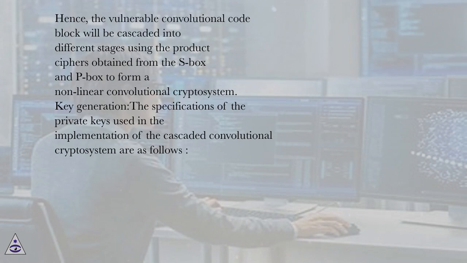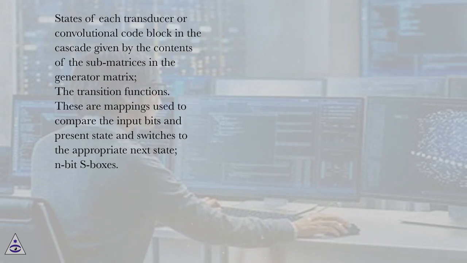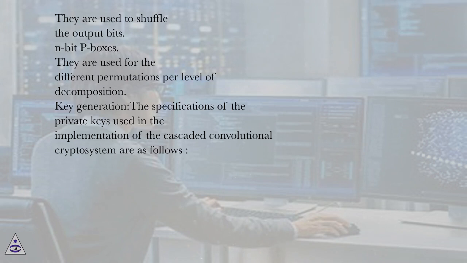Key generation. The specifications of the private keys used in the implementation of the cascaded convolutional cryptosystem are as follows. States of each transducer or convolutional code block in the cascade given by the contents of the submatrices in the generator matrix. The transition functions. These are mappings used to compare the input bits in present state and switch to the appropriate next state. N-bit S-boxes. They are used to shuffle the output bits. N-bit P-boxes. They are used for the different permutations per level of decomposition.